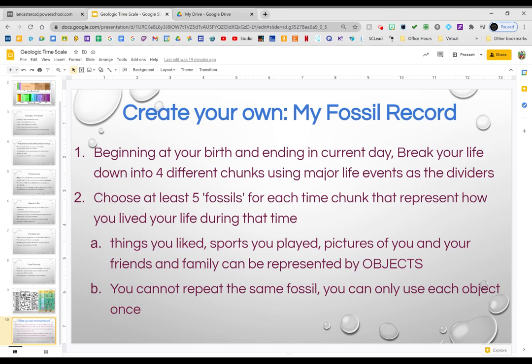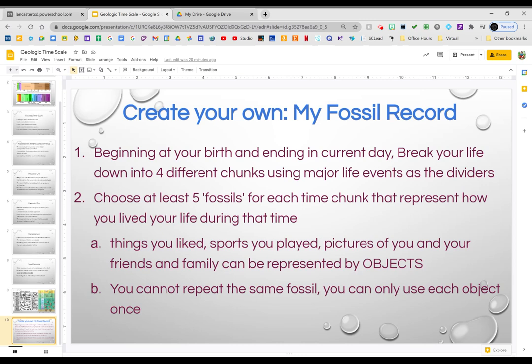Do not repeat the same fossil. You can only use each object once, and try to show me all the different things in your life. Don't focus just on sports or just on school. I want to learn about you. This is one of those really fun projects that we usually get to do crazy things with. This year's obviously going to look a little bit different, but that's okay. This is a way to show me different parts of your life. So make this something creative.